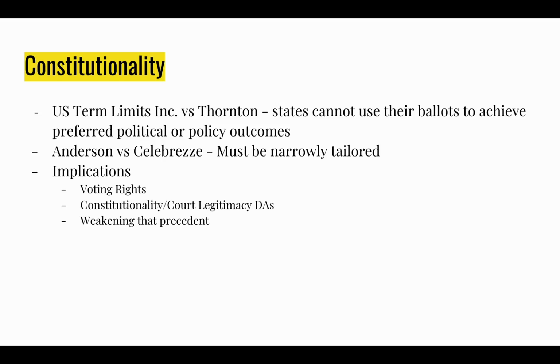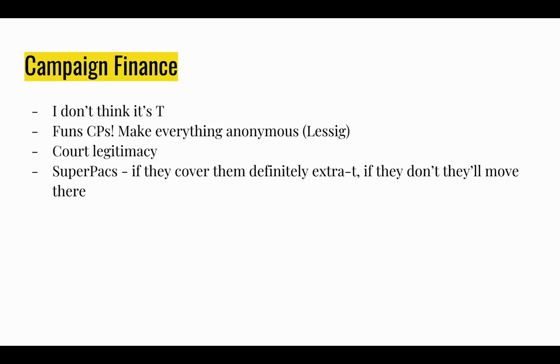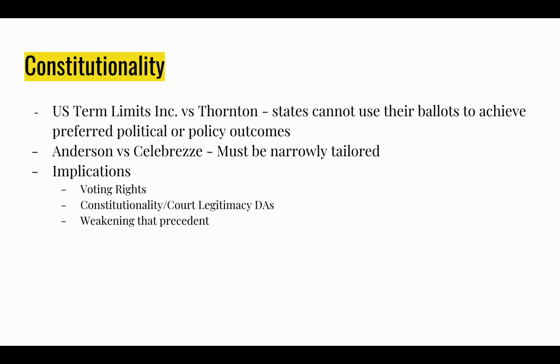That has a few implications. The obvious ones are constitutionality and court legitimacy disads. It would be overturning precedent, and weakening that precedent would likely have implications on other things. A notable one is voting rights. Anderson versus Celebrezze is an important case because it's the basis for a lot of past voting rights decisions.